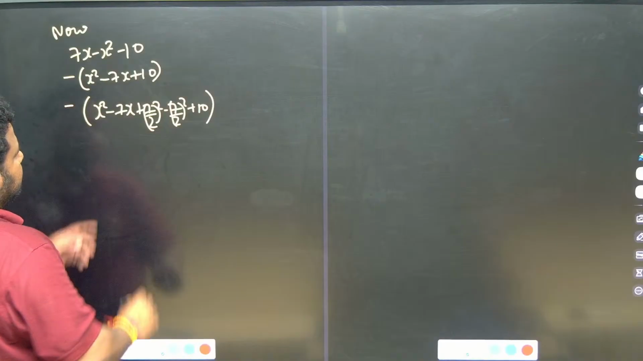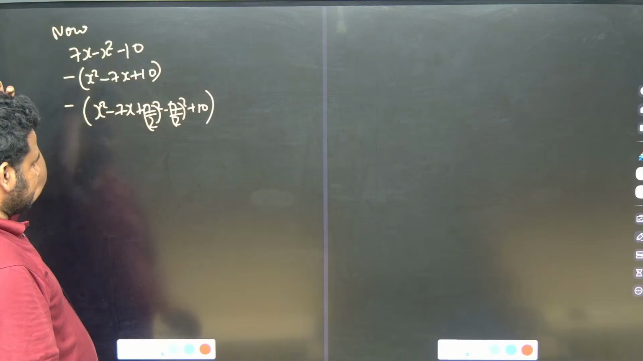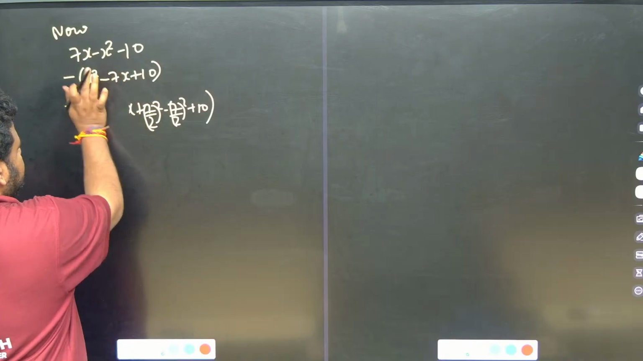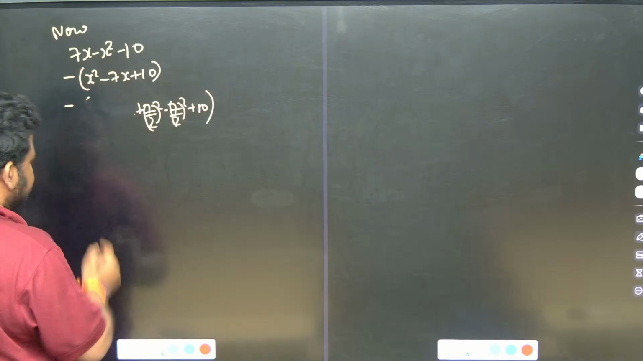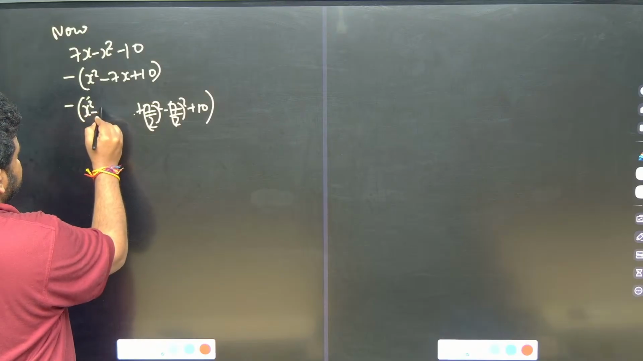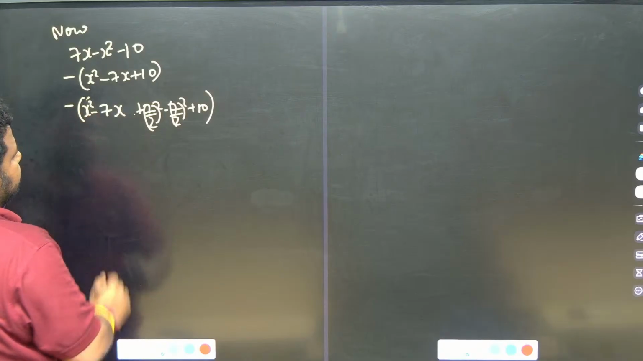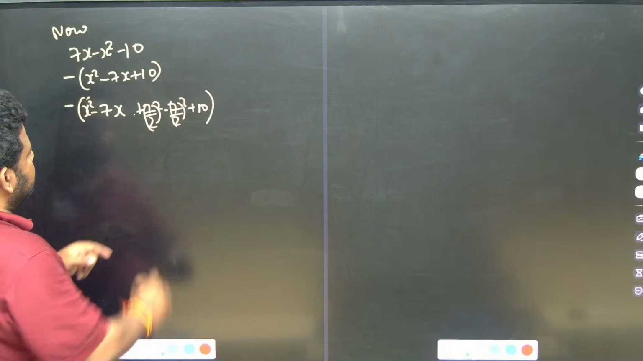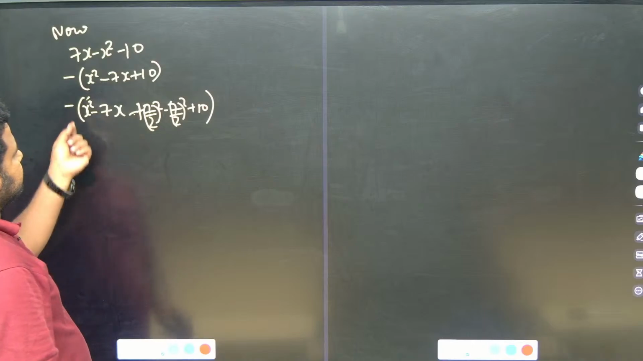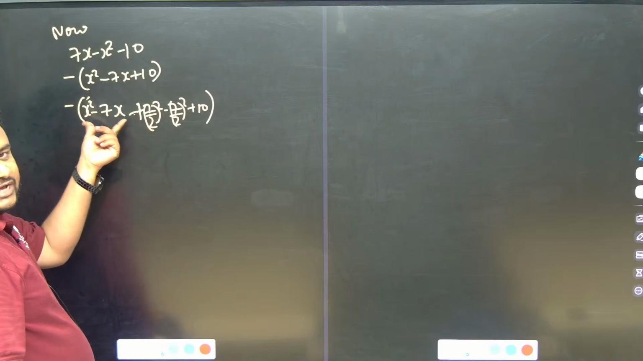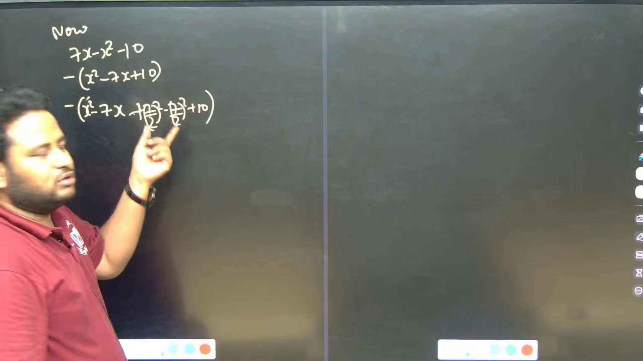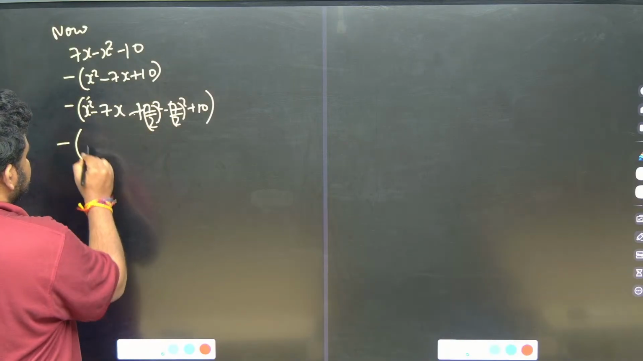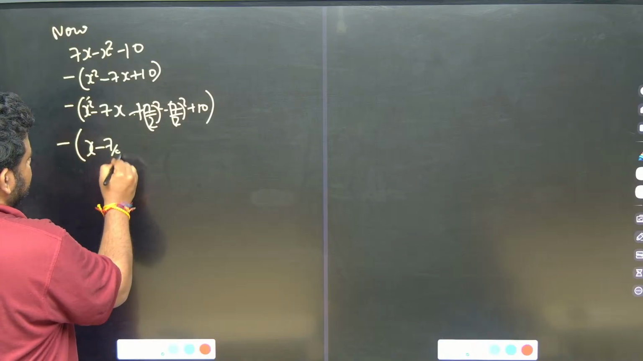Observe here carefully. We have x square minus 7x, which equals x square minus 2 into 7 by 2 x plus 7 by 2 whole square. This is nothing but a square plus b square minus 2ab, so that is a minus b whole square. This will become minus of x minus 7 by 2 whole square.